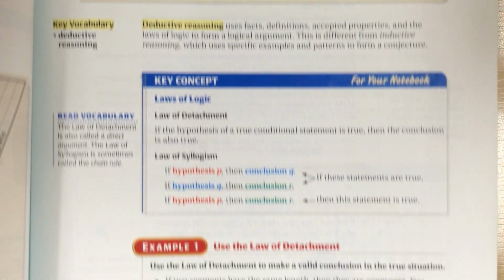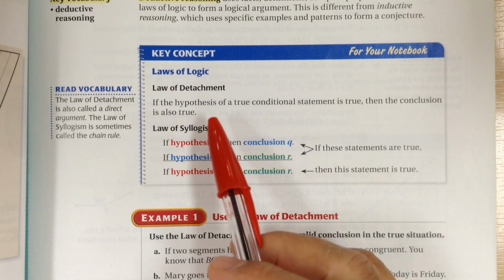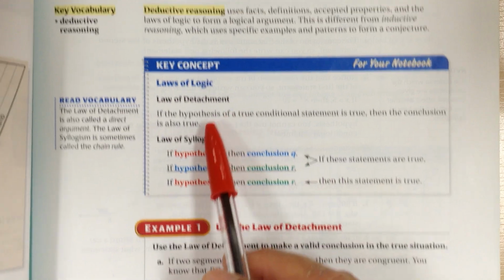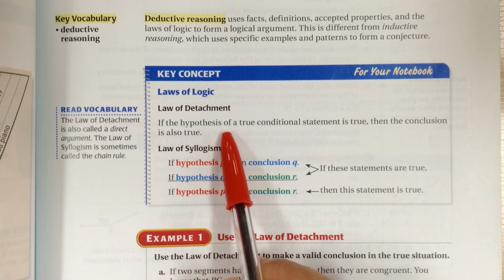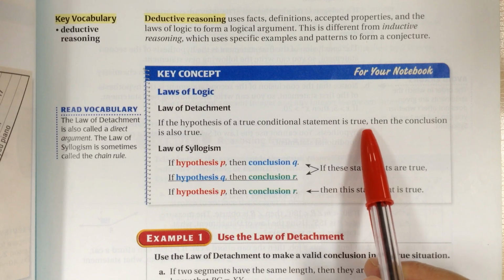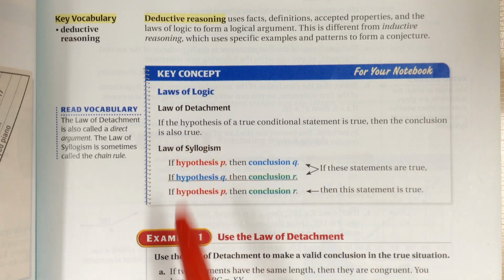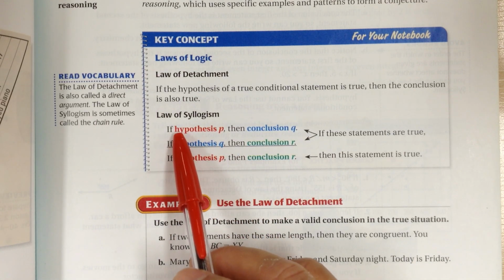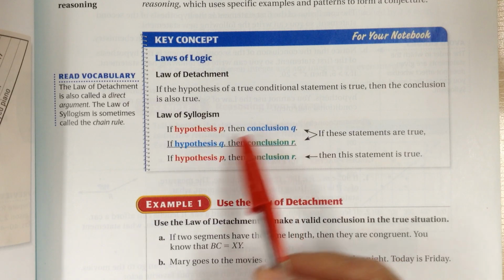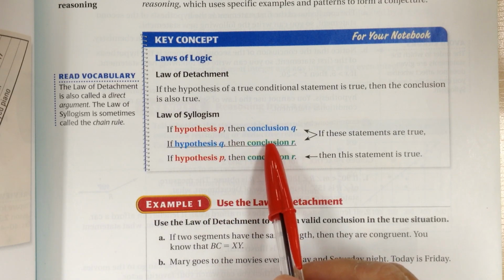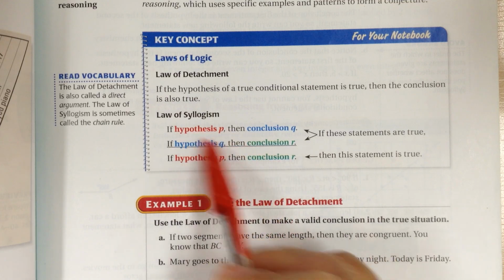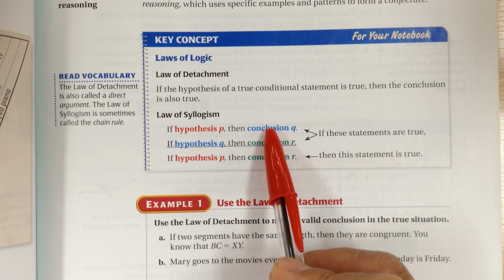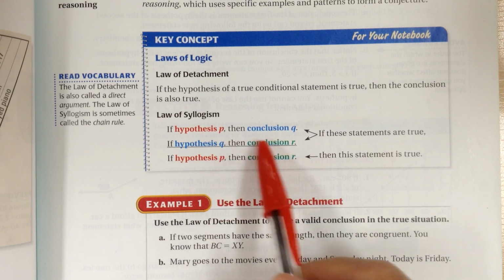Now let's look at the key concept, the law of logic. The first is the law of detachment. If the hypothesis of a true conditional statement is true, then the conclusion is also true. Here's the pattern: if this is true, then this is true. And if this is true, then this is also true. Think of it as a chain link. If this is true and this causes this to be true, and because this is true, it will cause this to be true.